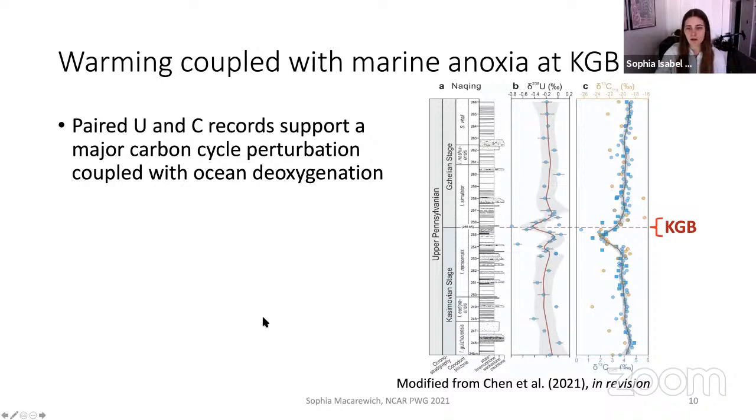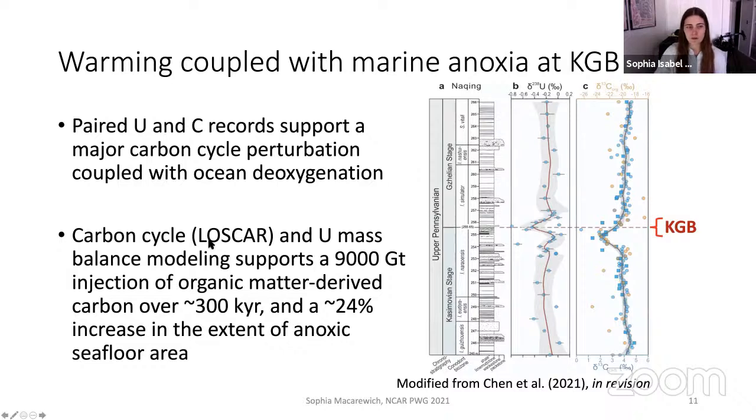For this study, a few records were looked at, but I'm just showing one here from South China, where there are paired uranium and carbon negative isotope excursions. Uranium is a common proxy used to reconstruct redox conditions in the oceans, and a negative uranium excursion supports expanded marine anoxia.